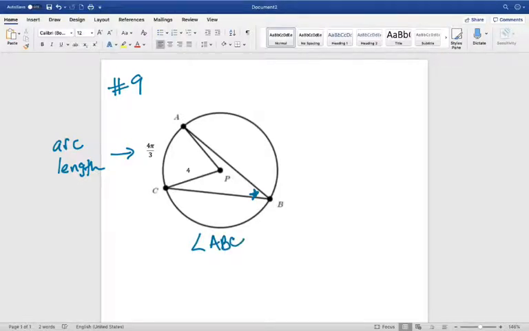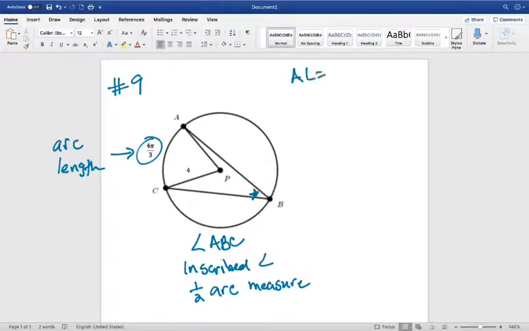Okay, that angle is an inscribed angle, and it has to be half of the arc measure. So we need to figure out what the arc measure is. Well, we've got that the arc length is 4 pi over 3. So our formula for arc length was theta over 360 times the circumference formula, if you'll recall that from 2 weeks ago.